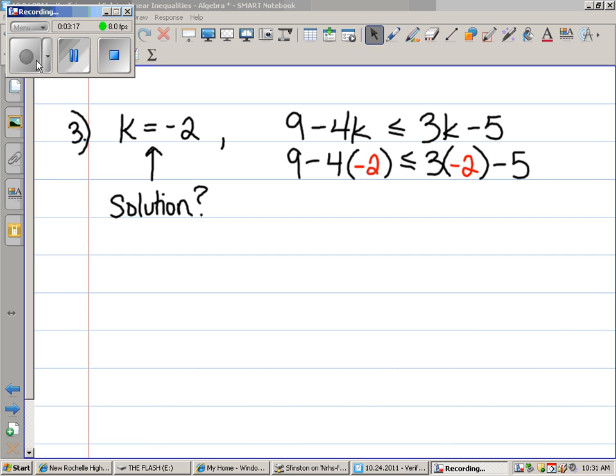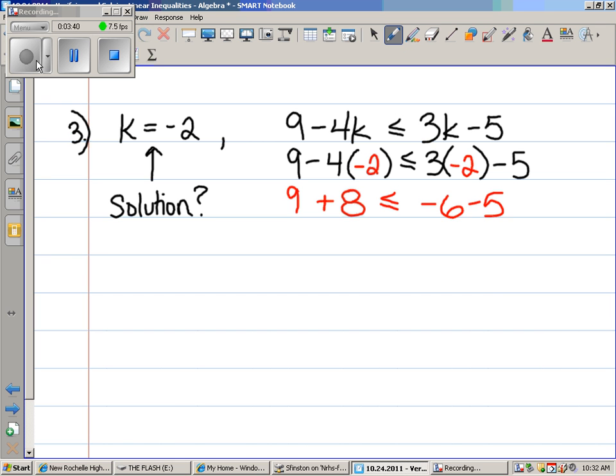So, guys, let's do this. You have a 9. Let's take care of this side. What do we learn about this? You've got a -4, and then in parentheses, you've got a -2. What do we do to those? Multiply. So that's going to be a +8. This is going to be a -6, and then -5. Now, what's 9 plus 8? Yeah, 17. And what's -6 minus 5?